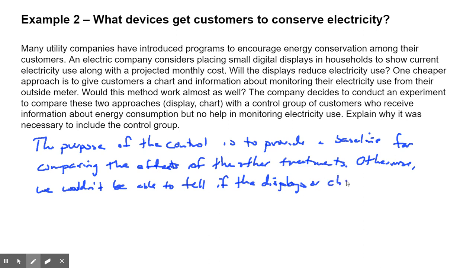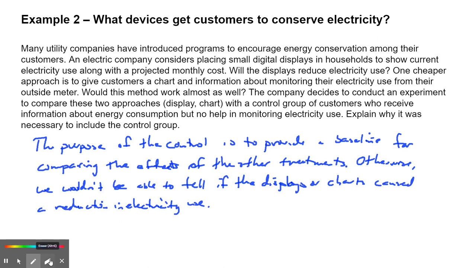Displays or charts caused a reduction in electricity use. So that whole idea of being mindful: is it going to actually make you think twice about turning on that light or whatever you're doing with your electricity? Okay, there we go. So always have a control group in your experiments. All right, last objective coming.